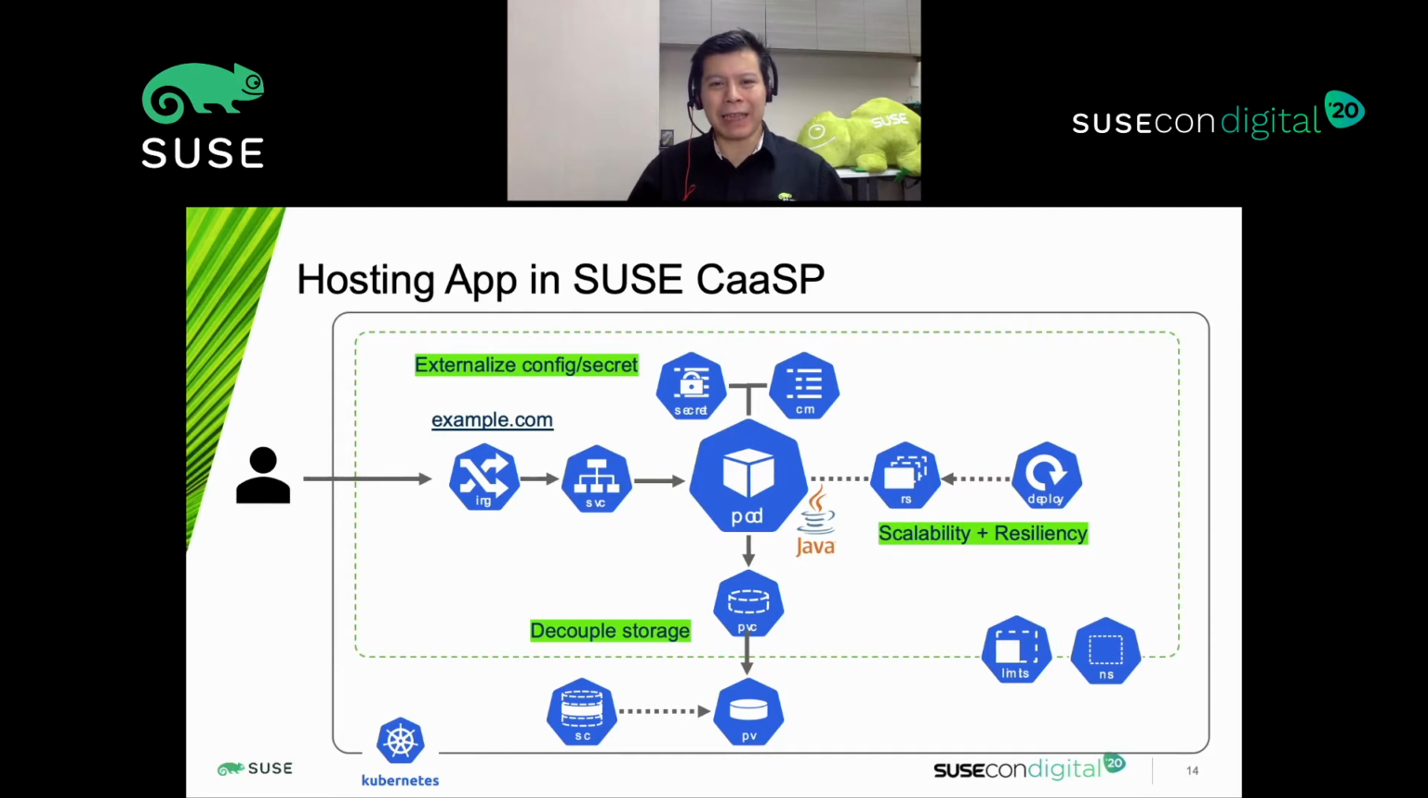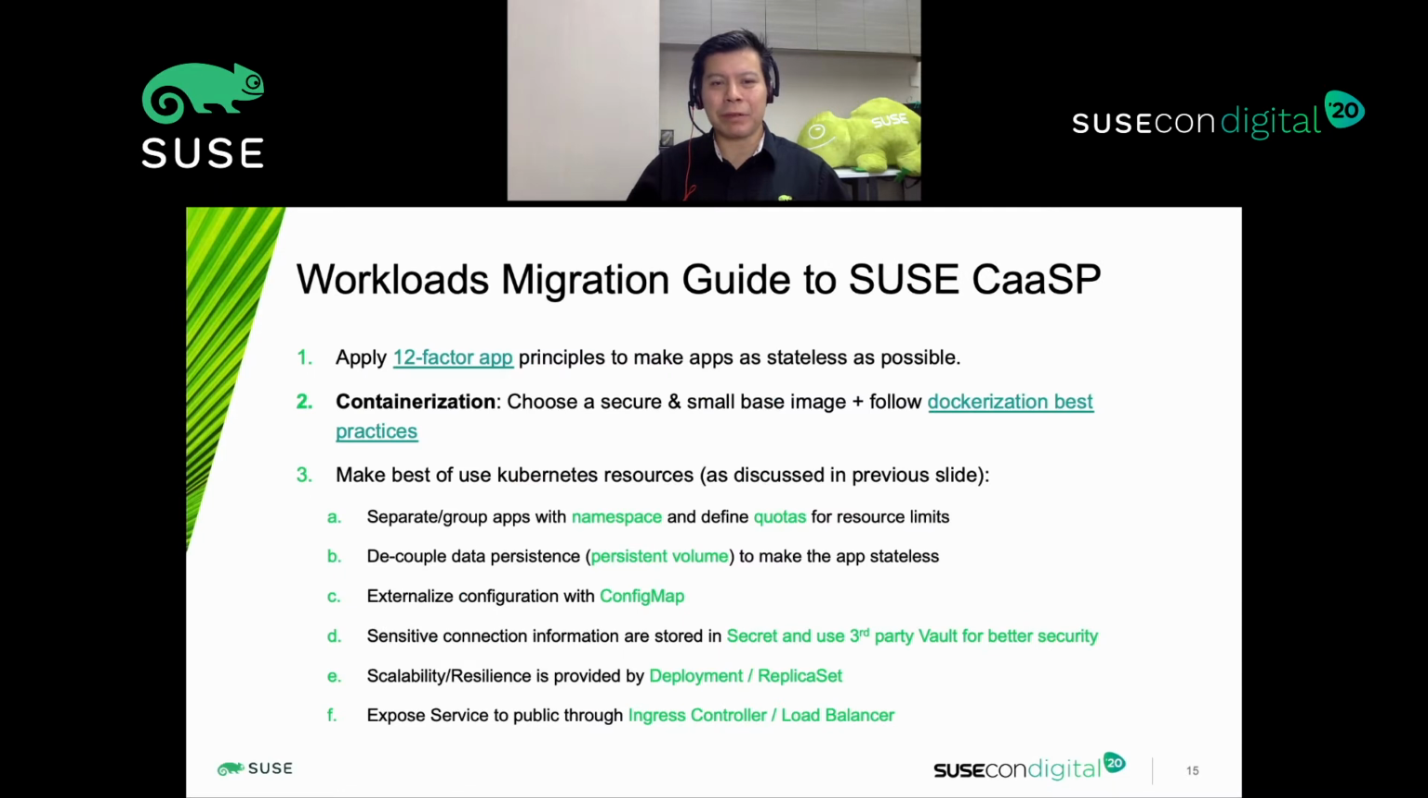Now, with this basic understanding of how the application is being hosted in Kubernetes, let's take a look at the migration guideline for the application moving into this SUSE CaaS or Kubernetes platform. The very first thing, of course, is to refer to the 12-factor app to make your application as stateless as possible, and also as disposable as possible. Try to decompose it, to decouple any dependency and also all the backend services.